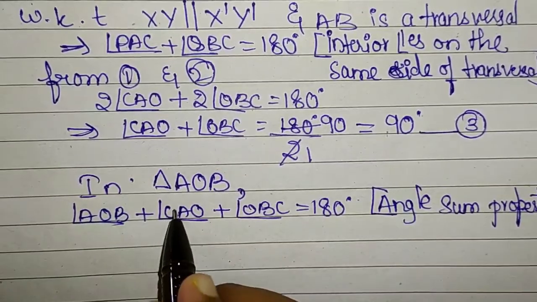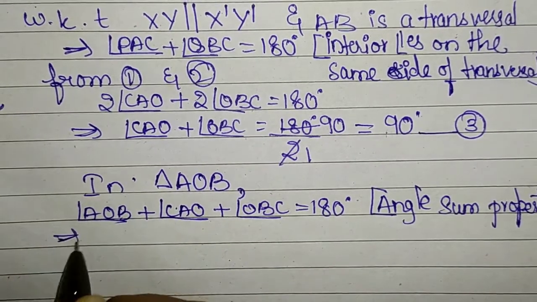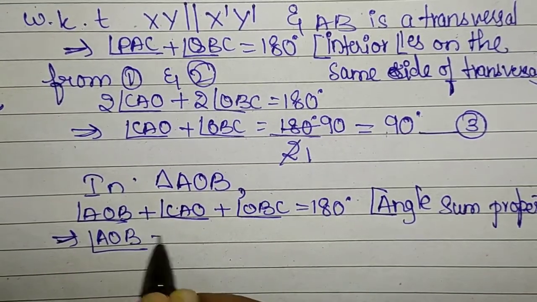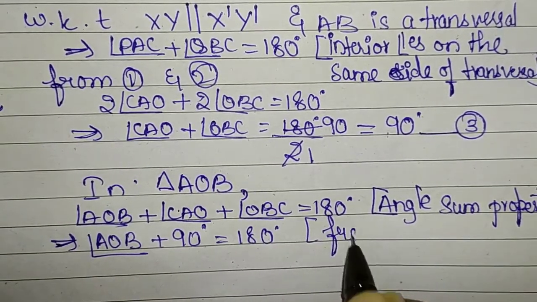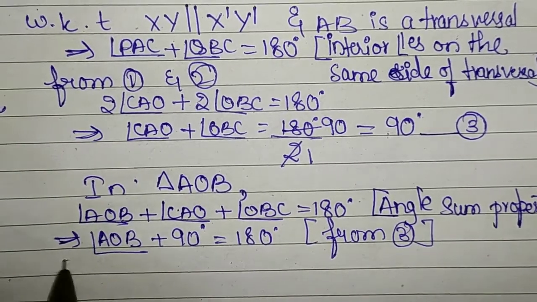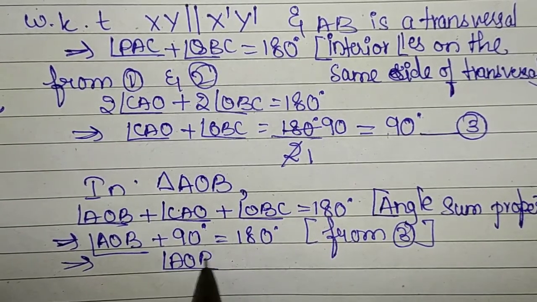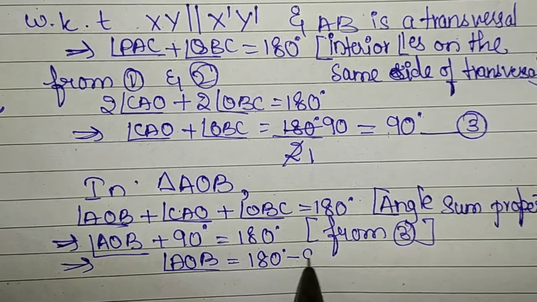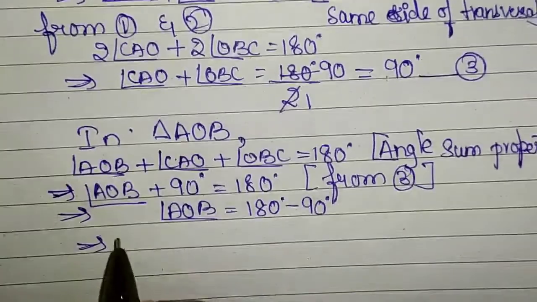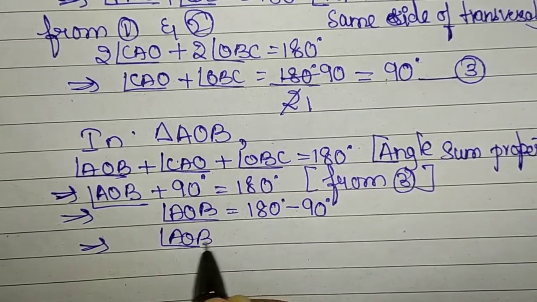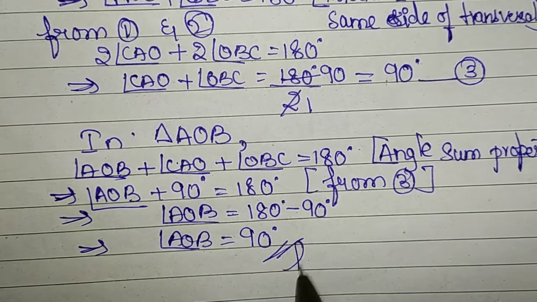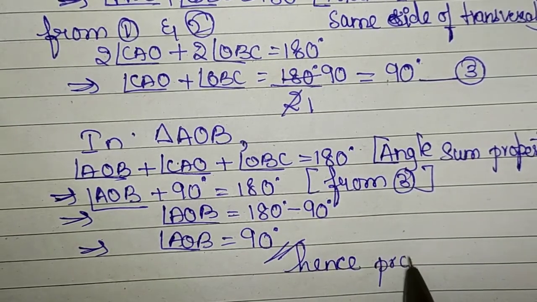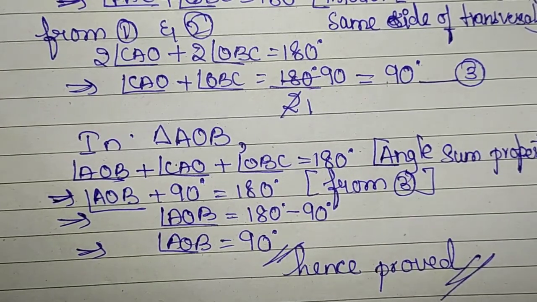So we know from 3 that CAO plus OBC is 90 degrees. This implies angle AOB plus 90 degrees is equal to 180 degrees from result 3. So this implies angle AOB is equal to 180 degrees minus 90 degrees. So this implies angle AOB is equal to 90 degrees. This was the result which we were supposed to prove, so hence proved. This is the solution to the 9th question from your exercise 4.2.